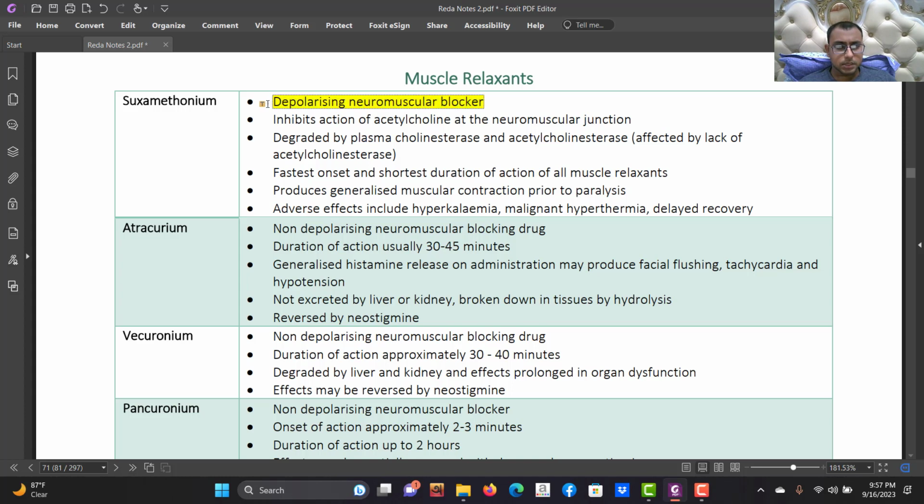It has depolarizing effects, inhibiting the action of acetylcholine at the neuromuscular junction, and it has the fastest onset and the shortest duration of action of all muscle relaxants. There is generalized muscle contraction prior to paralysis. The adverse effects will be hyperkalemia, malignant hyperthermia, and delayed recovery.